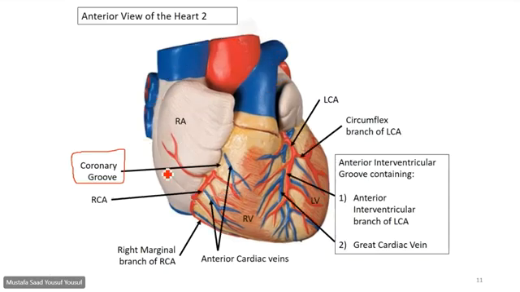Let's go back to the blood vessels. The coronary groove, here, separates the atria from the ventricles on all sides of the heart. Anteriorly, the coronary groove contains the right coronary artery. We can also see here the anterior cardiac veins. The anterior cardiac veins are seen on the anterior surface here and here, and they pass directly into the right atrium.